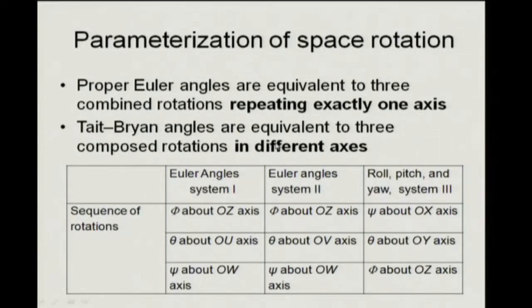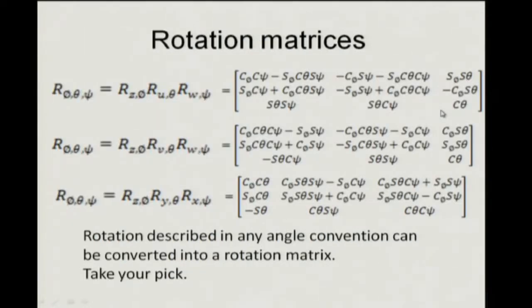So, you can use any of these 12 systems, and you can parameterize, essentially get a scalar parameter equivalent for the rotation. Now, how do you get that? If you have, say, this Euler 1 system, it is this sequence of rotations and then this lands up in this kind of a rotation matrix, 3 by 3.